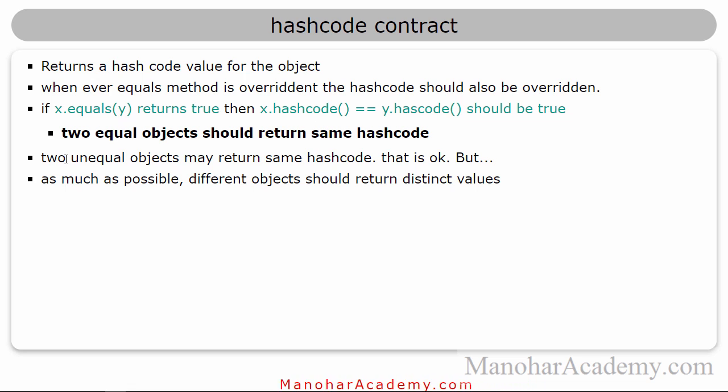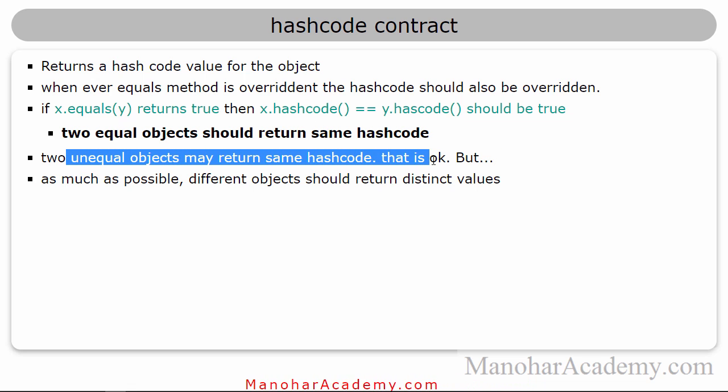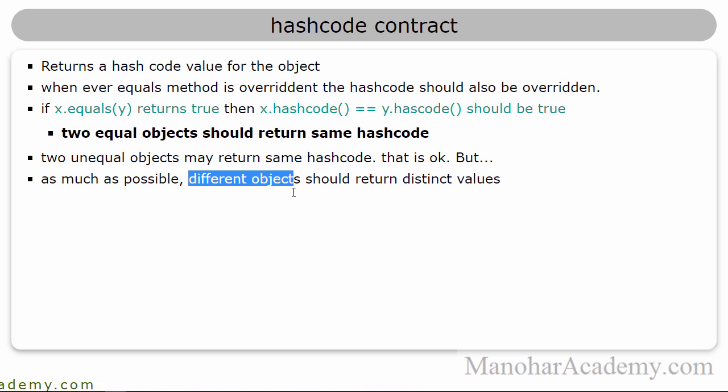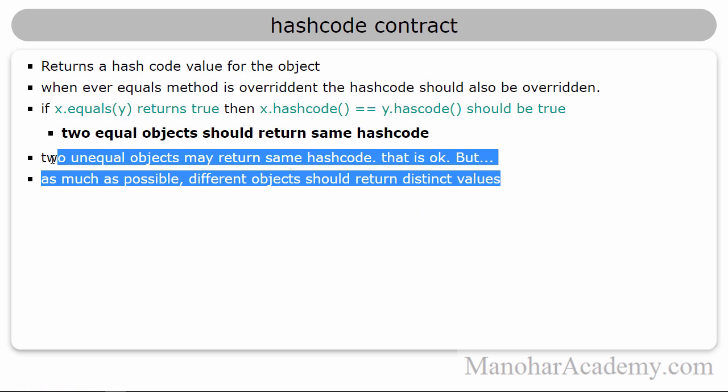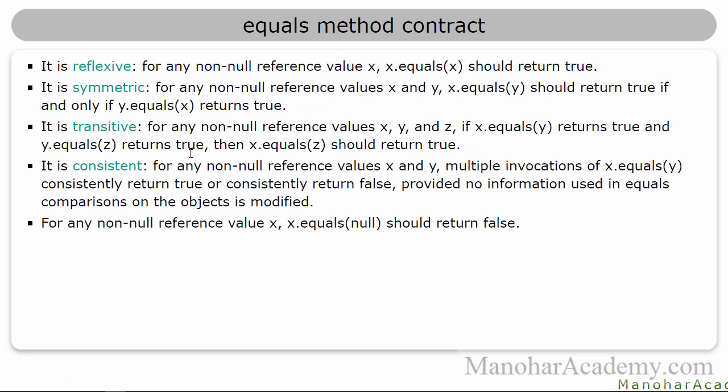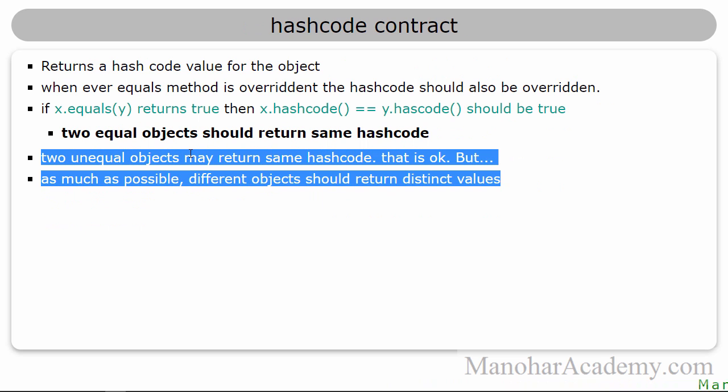Having said that, two unequal objects may return the same hashcode. That is okay. But our target is, as much as possible, that different objects should return distinct values. We don't have any restriction there; they may or may not return the same hashcode. We don't have any contract there. But if two objects are equal, then they should return the same hashcode. That is the contract. So that is what I meant by we are not done with the equals method, because the moment we override equals, we also have to override the hashcode method.